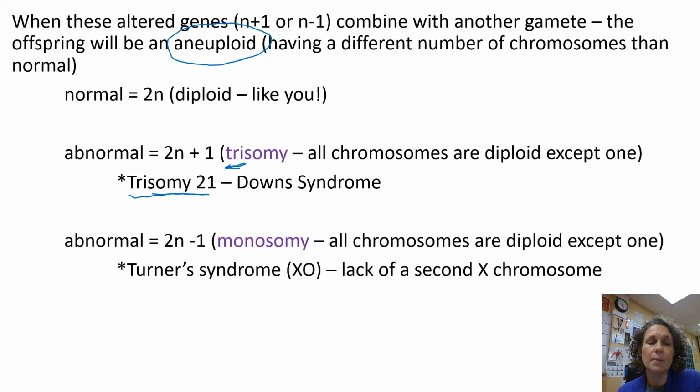All right, then another abnormal form, if you have this change in the number of chromosomes, is monosomy. So all the chromosomes are diploid except one, but this time you're lacking one.